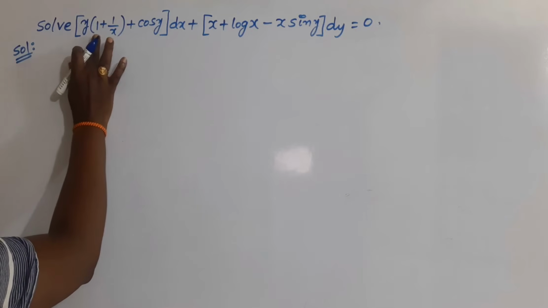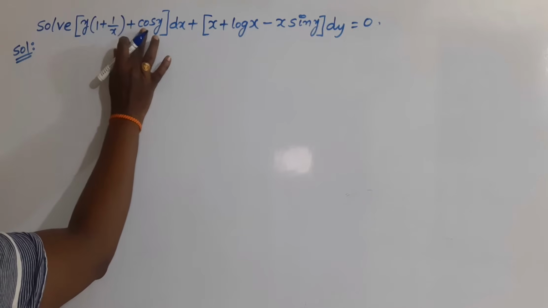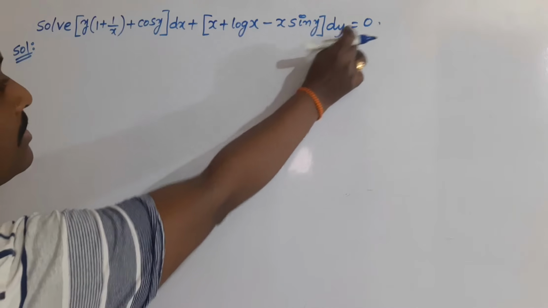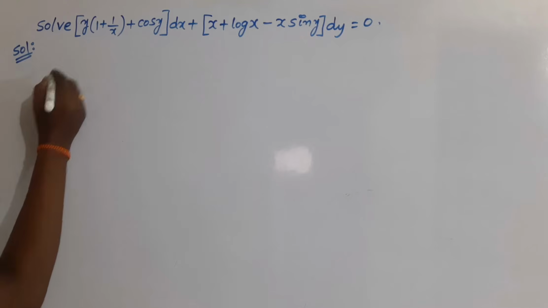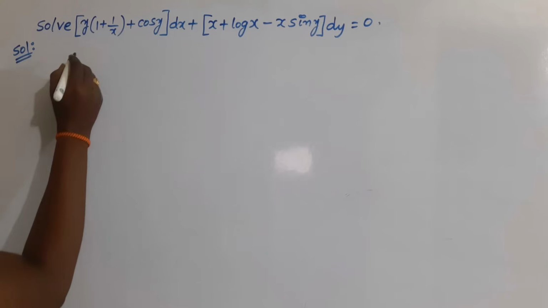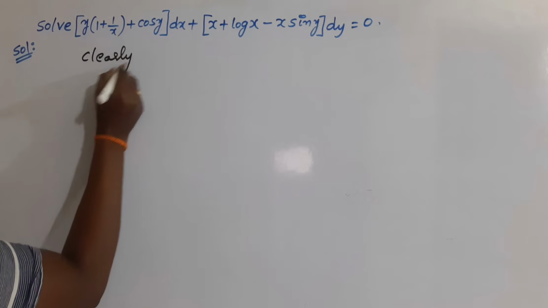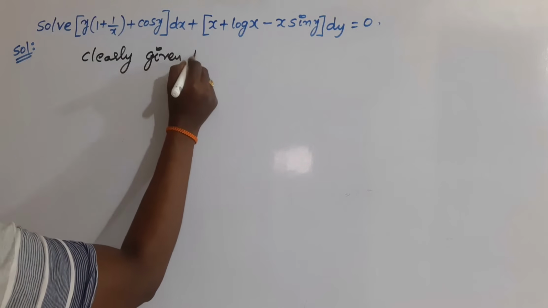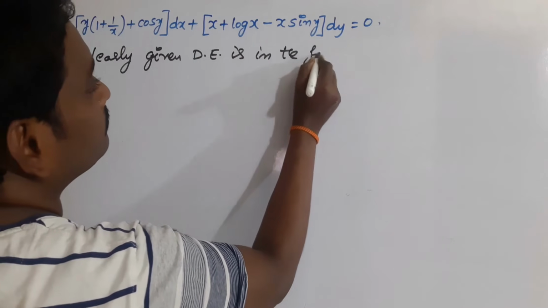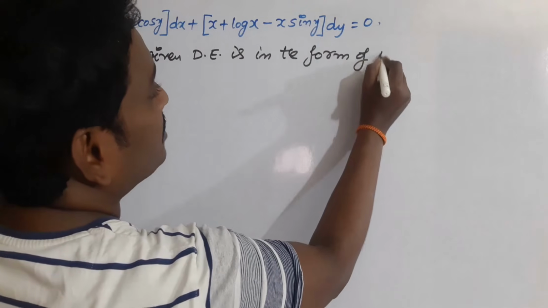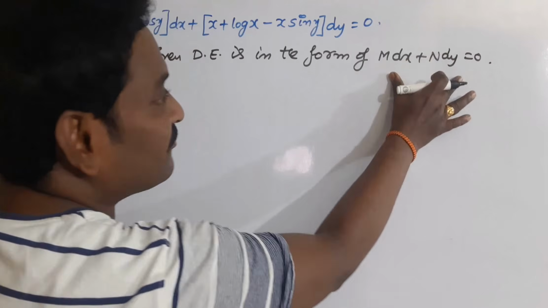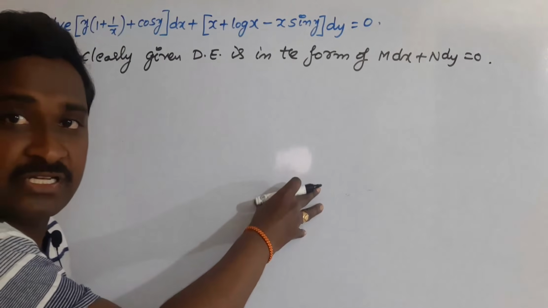Solve y(1 + 1/x + cos y) dx + (x + log x - x sin y) dy = 0. Clearly, we observe that this equation is in the standard form M dx + N dy = 0, the standard form of a first order and first degree differential equation.